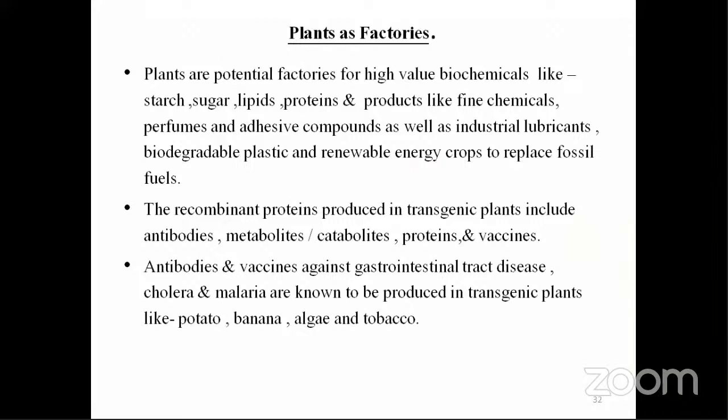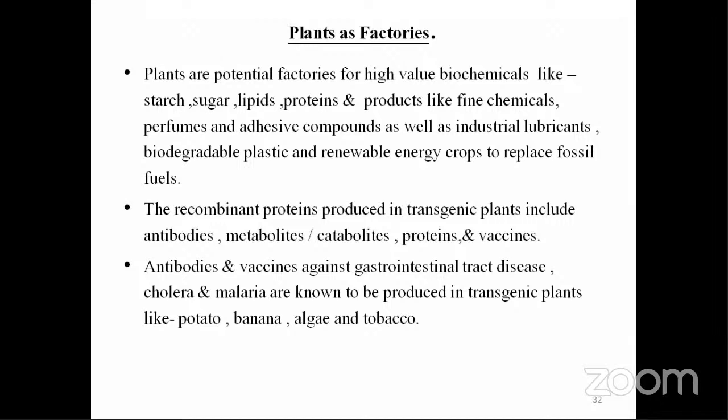Then plants as factories. Now, why do we call it plants as factories? We know factories give us many products, many outputs. But plants as factories means what? Students, plants also give us certain things like starch, sugar, lipids, proteins. Certain chemicals which can be used as perfumes, certain adhesive compounds also, certain lubricants also. So we call plants factories, plants as factories.